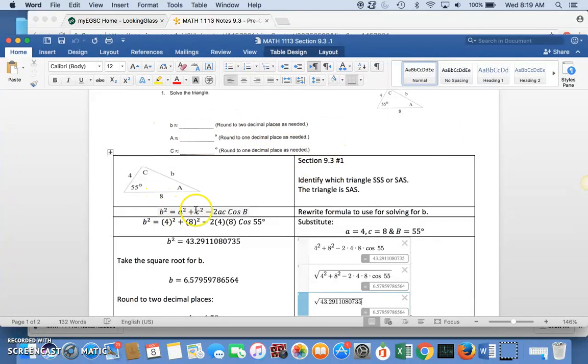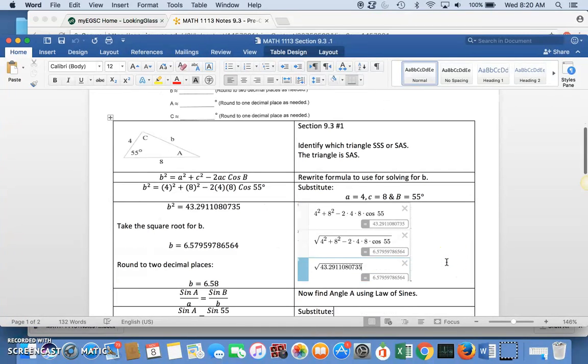So we use B squared equals A squared plus C squared minus 2AC cosine of B. Notice the side we're looking for, the opposite, the corresponding angle. We plug in those values. B, we don't know. A squared, well, A was 4. C was 8, minus 2 times AC times the cosine of 55. We had to know the angle opposite to find B.